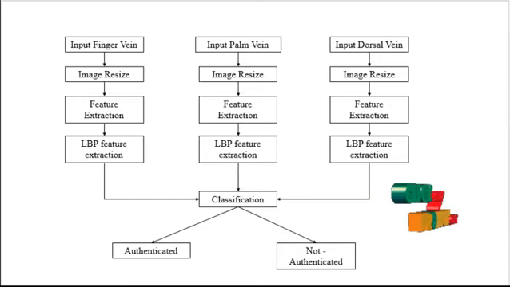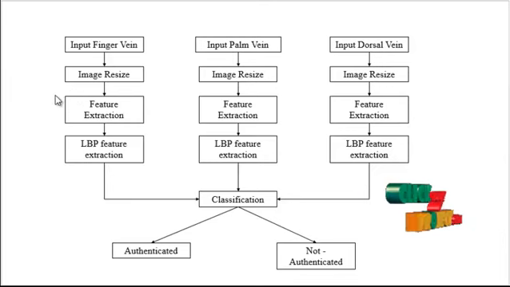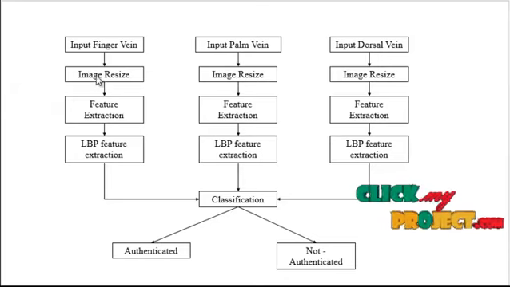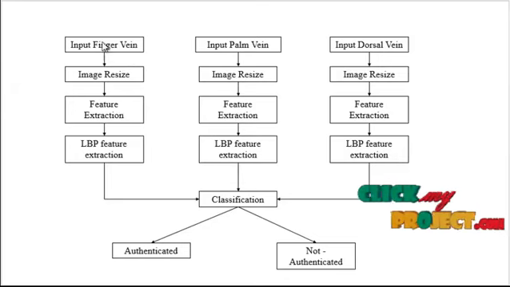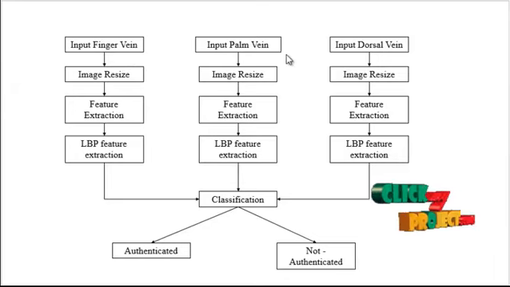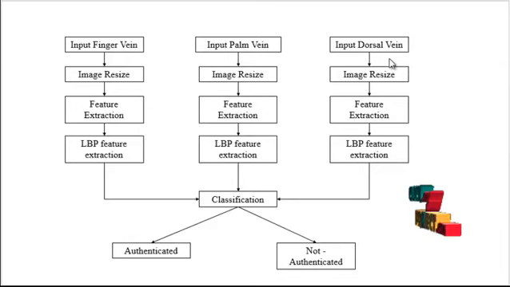Now we are going to discuss the overall working flow of the process. This is the overall working flow, which consists of the modules input, pre-processing, feature extraction and classification. First of all, in the input stage, we have to give three inputs to the process. The first input is the finger vein, the second is the palm vein, and the third is the dorsal vein. After getting these three inputs from the user, we move to pre-processing.